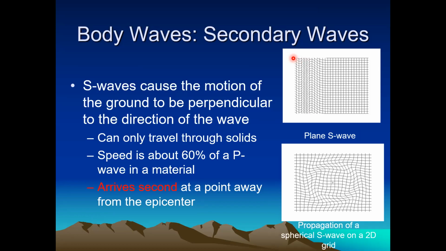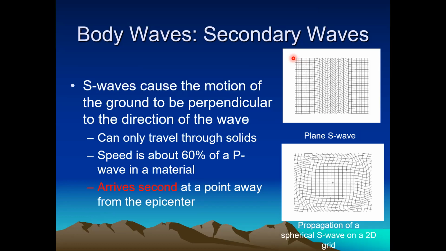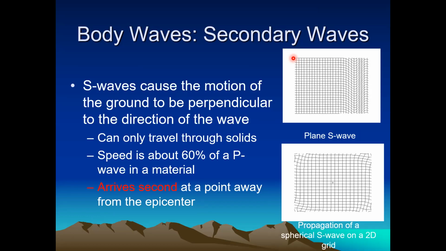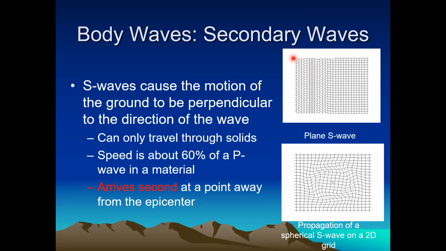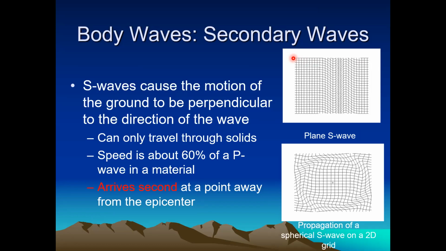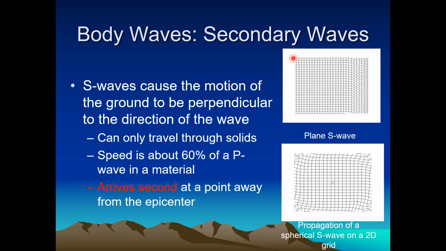The speed is about 60% of a P wave in a material, and they are the second waves, hence the name, secondary waves. They're the second one to arrive at a point away from the epicenter.